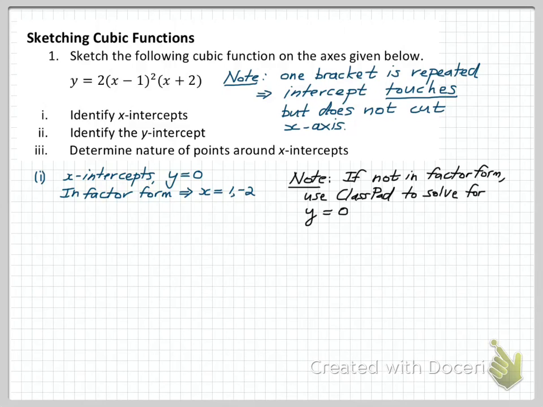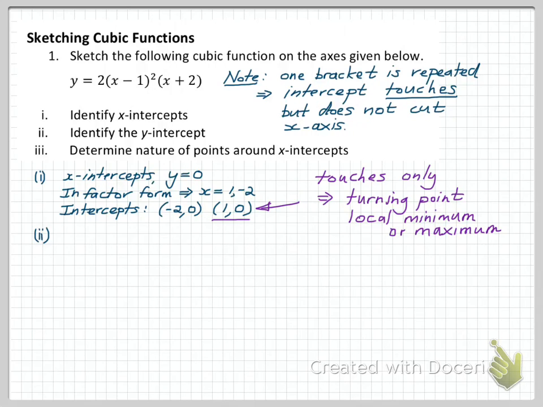Firstly, if it's not written in factor form, your best option is to use your ClassPad to solve for y equals 0, or at least use gsolve to get the intercepts. In coordinate form, the intercepts are shown there. This second intercept, 1, 0, we got from the bracket that was repeated. And the other thing we can note about this, we know that it only just touches the x-axis, but it's also a turning point. It will either be a local minimum or a local maximum.